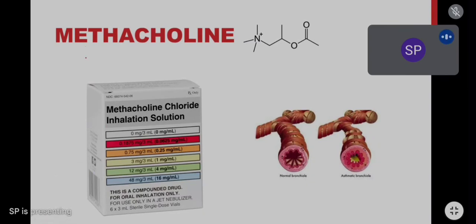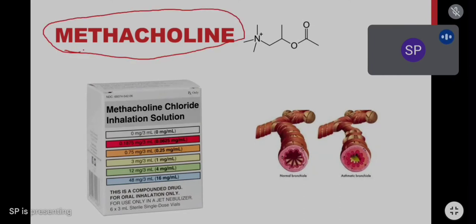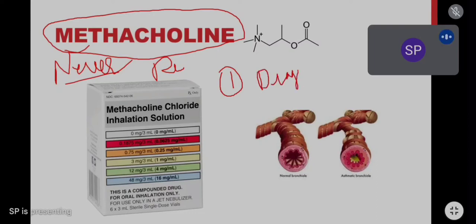Methacholine, see, among all cholinergic agonists, methacholine is never used in the hospital. Never. But in some research, methacholine is used only in one condition. It is used to diagnose the hyperactivity of bronchioles. Bronchioles ki activity hyper hai ya nahi, wo check karne ke liye we use methacholine. Other than that, methacholine is never used in the hospitals.